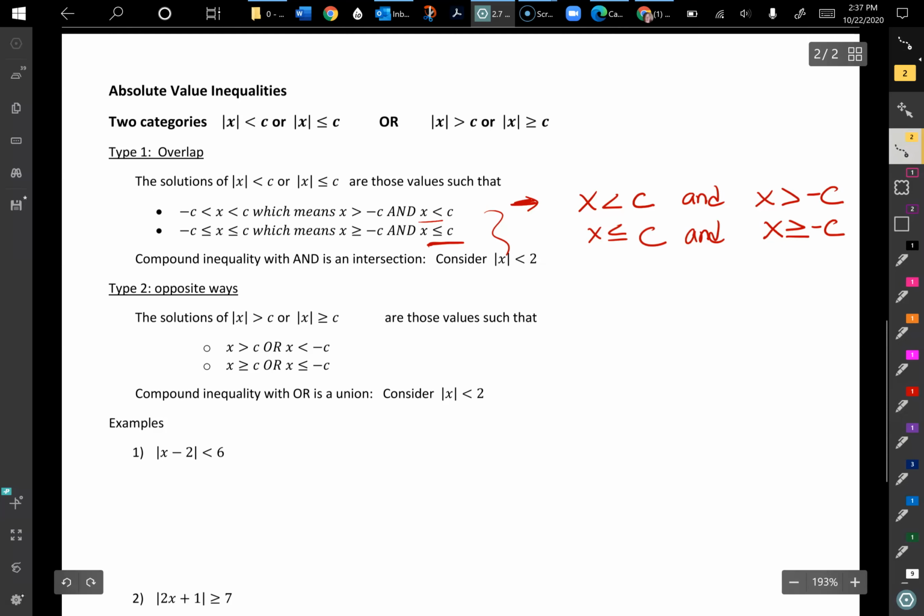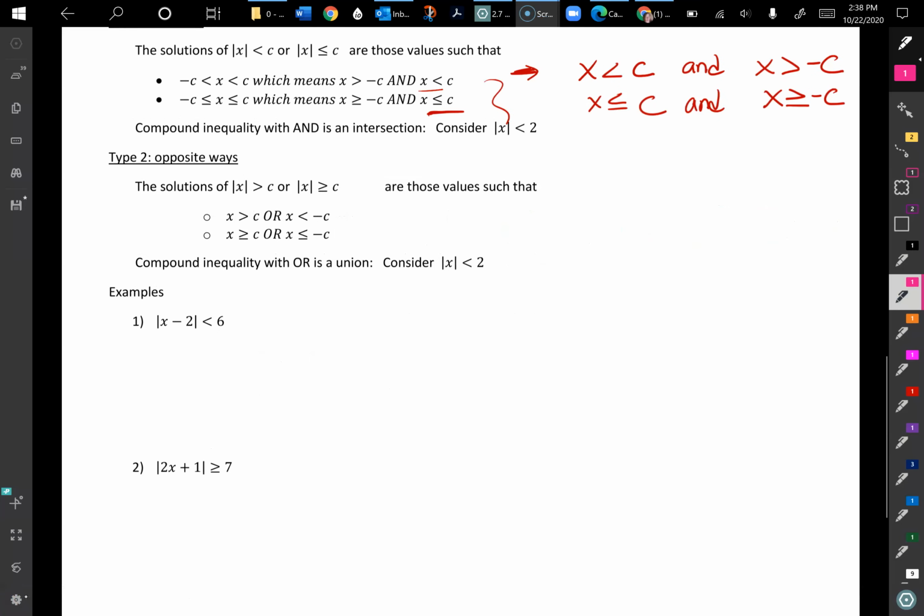The other type is much easier. It's just opposite ways. We have the solutions of absolute value of x is greater than c or greater than or equal to c. So again, we have this or scenario, which is a union. It's the same kind of setup, except instead of the word and, you have or. And this one's already in the order how I usually do it. So now we're going to look at an example, so hopefully that'll make a little more sense, and then we'll look at the graph and see how they compare.